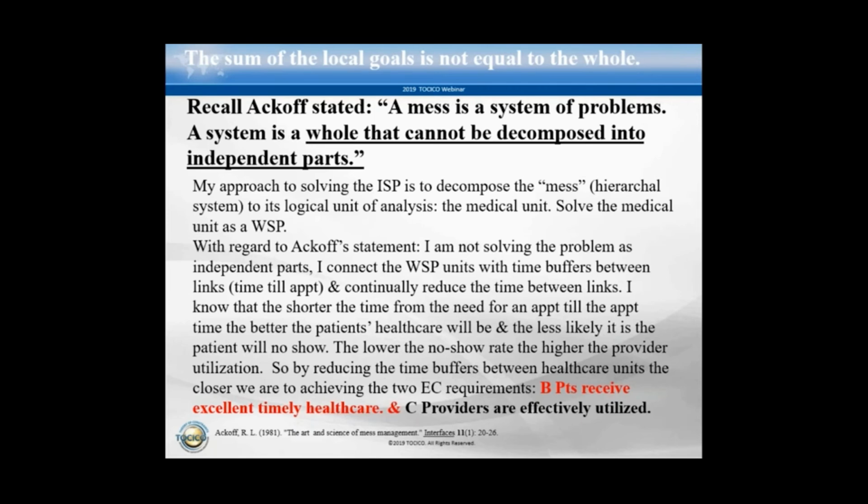If we go back to my initial cloud, back on slide 2 or 3, the evaporating cloud requirements were patients receive excellent, timely health care. How do we do that? We link between the links, and we use buffer management, which reduces the wait time between the links, which means that whole system is much more responsive. And when we link those links together, we also meet the requirement of providers are effectively utilized.